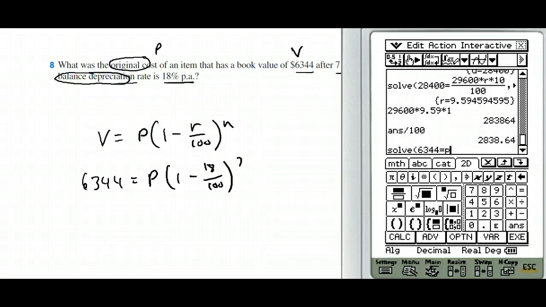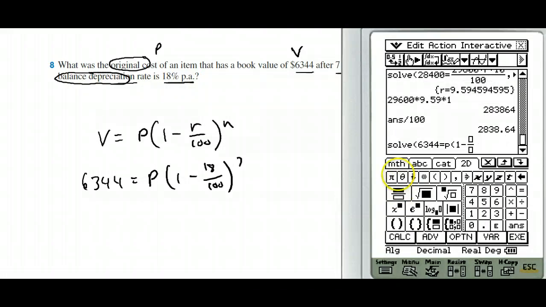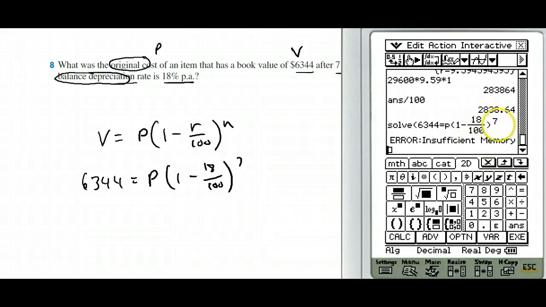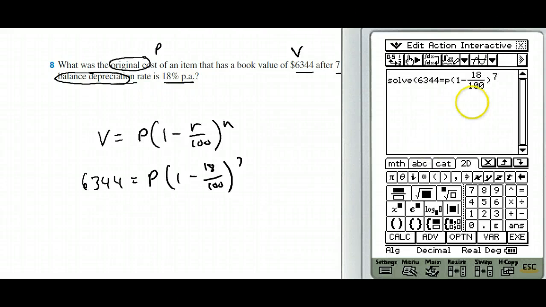6344 equals P, and in brackets 1 minus, we'll put a little fraction in, 18 over 100, and then put it all to the power of 7. Okay, and we just need to tell the, oh, what's that all about? Looks like we've done too many equations, so I'll copy that and then clear this. We can put it back in.